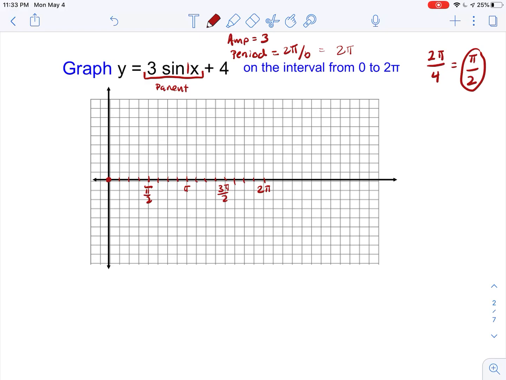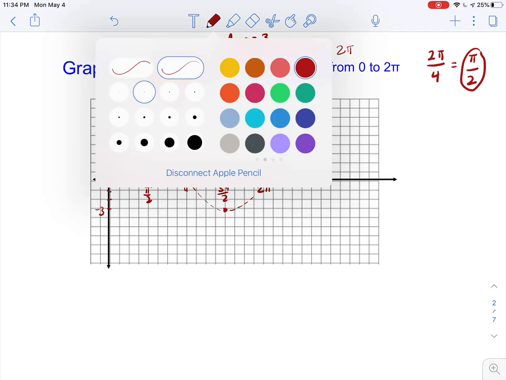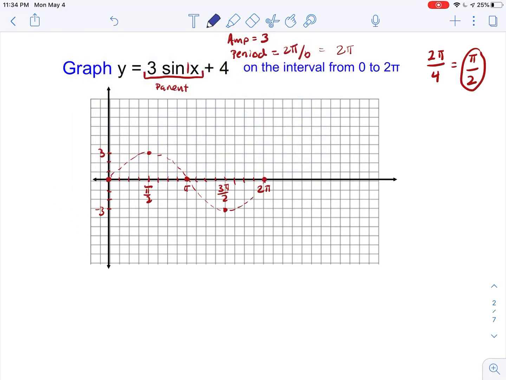Now, for the parent function, 3 sine of x, we would start at 0, make our way up to the amplitude, which is 3, right? Go back down to 0, make our way to the amplitude in the negative direction, which is negative 3, and back up to 0, making this graph that looks like this. Now, I draw this with a dashed line because this is not the graph we want. What we want is this graph shifted up 4 units.